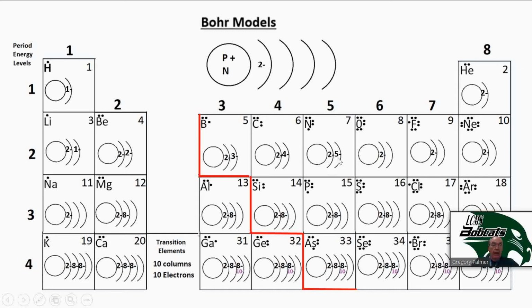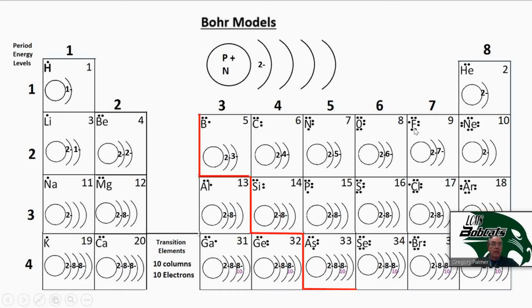Nitrogen has 1 more valence electron, so it has 5. 2 plus 5 is 7 electrons total. Atomic number is 7, so it has 7 protons. The 5 valence electrons are represented by these 5 dots. Oxygen has 6 valence electrons. It has 1 more than the nitrogen. That gives it a total of 8 electrons. The 2 that live on the inner energy level plus these 6 is 8. That matches up with the 8 protons. The 6 valence electrons match the 6 dots in the dot diagram.